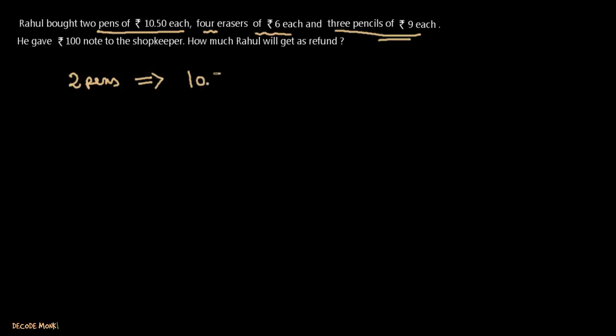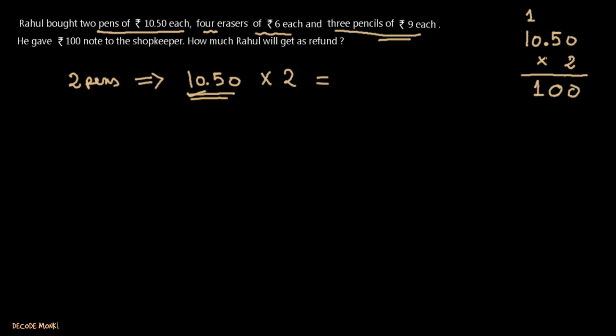to 10.50 multiplied by 2. This is the cost of one pen, 10.50. So this you have to multiply. The multiplication of decimals is very similar to non-decimal numbers. Two zeros are 0, 5 twos are 10, carry 1, 2 zeros are 0, 2 ones are 2, so 2100. There is a point after two digits, so the point will come over here.